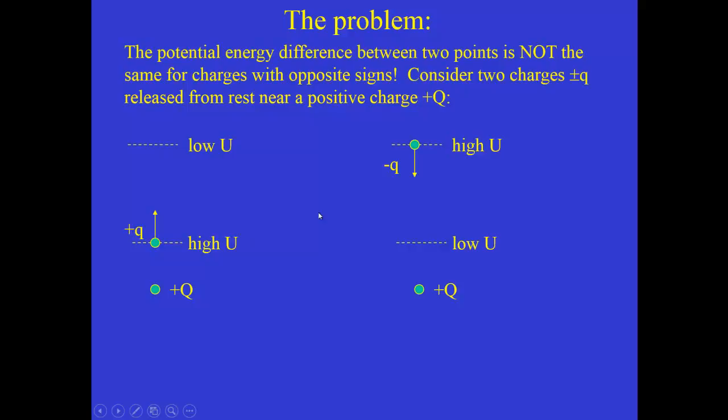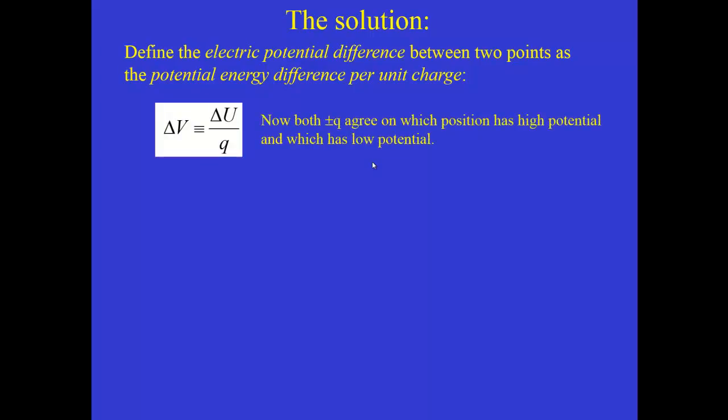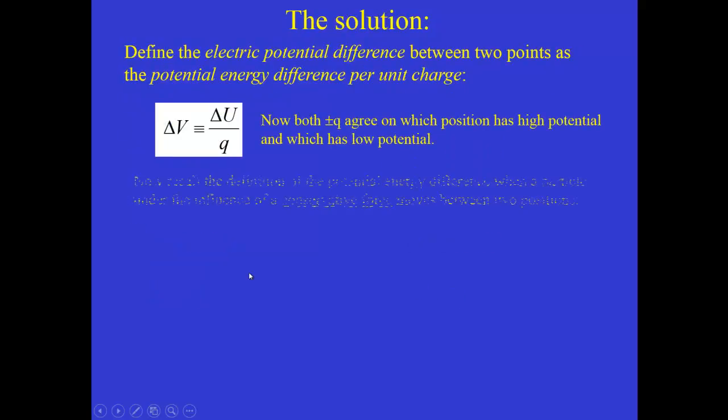We'd like to come up with a quantity where the positive and the negative charges could agree on the difference. So that's the motivation for defining the electric potential difference between 2 points. We just take the potential energy difference, delta U, and divide by the charge. In this case, we see that both the positive and the negative charges agree on which of those positions has high potential and which has low potential. Going back for a moment to that sketch, we see that the high potential will be a point close to a positive point charge. The low potential will be a point further away from a positive point charge. All right, so that's our definition.